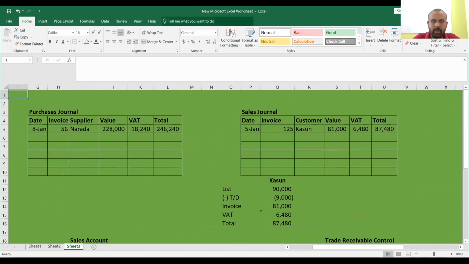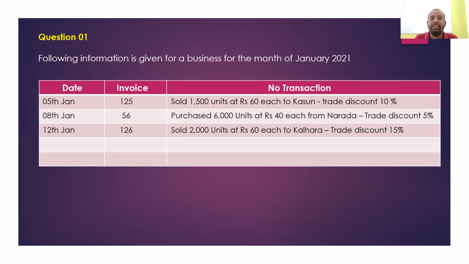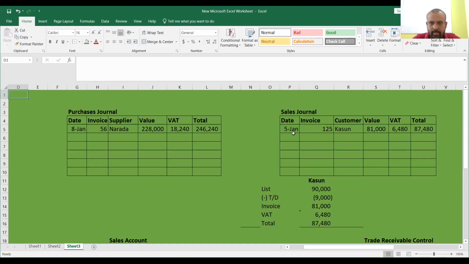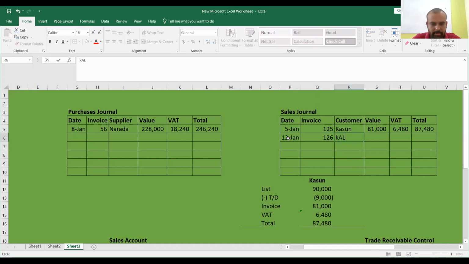Right. What next? Yeah, 12 January there was a credit sales to Kalhara, 15%, right? On 12 January, invoice number 126, Kalhara, right?